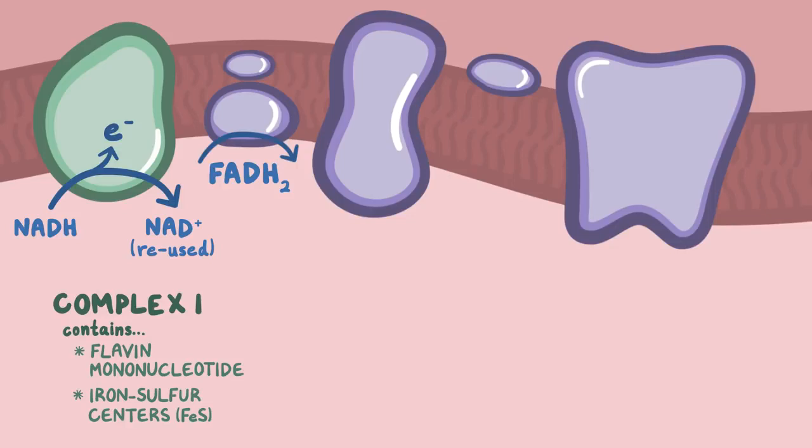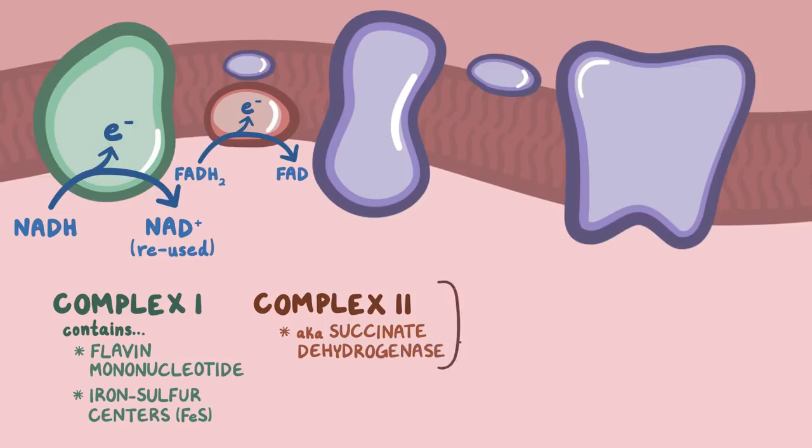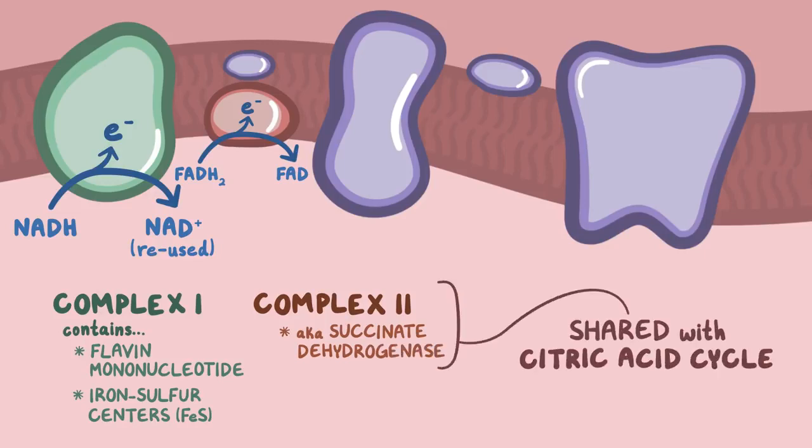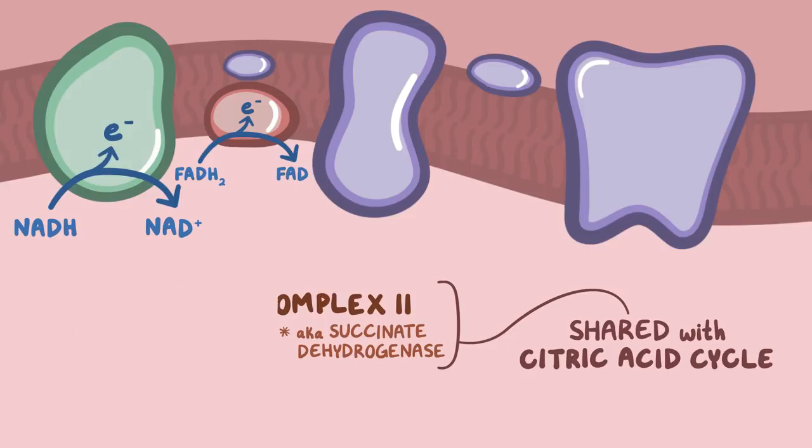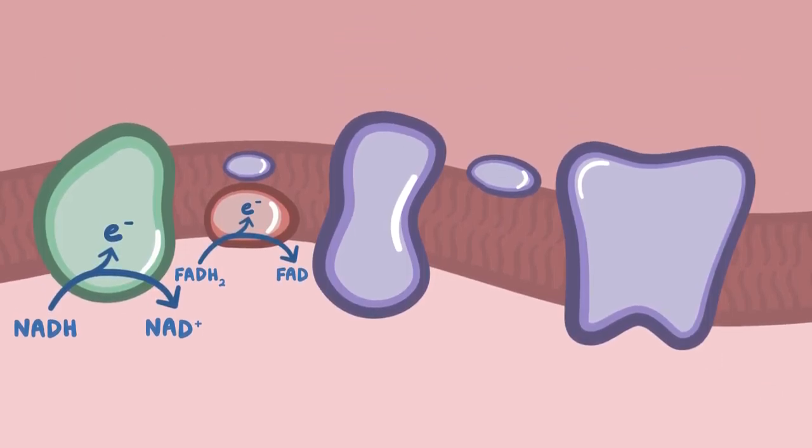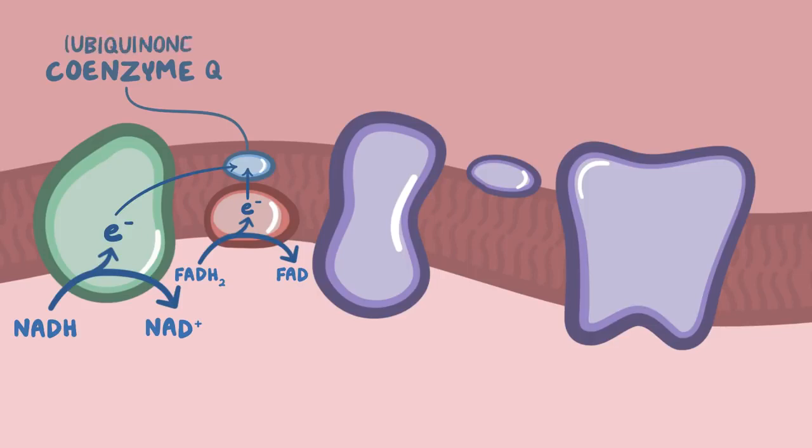The second point of entry is where FADH2 gives its electron to complex 2, which is also called succinate dehydrogenase, which is the exact same enzyme that takes part in the citric acid cycle. That means that the citric acid cycle and electron transport chain actually share a step, so their activity rises and falls together. Ultimately, electrons from complexes 1 and 2 flow directly to coenzyme Q, which is also called ubiquinone. Coenzyme Q is actually a cholesterol derivative, and therefore the only lipid in the electron transport chain.